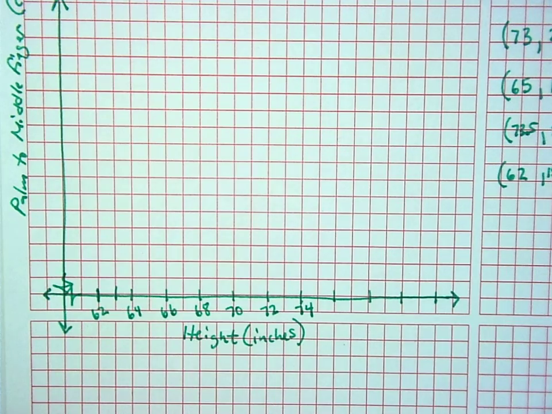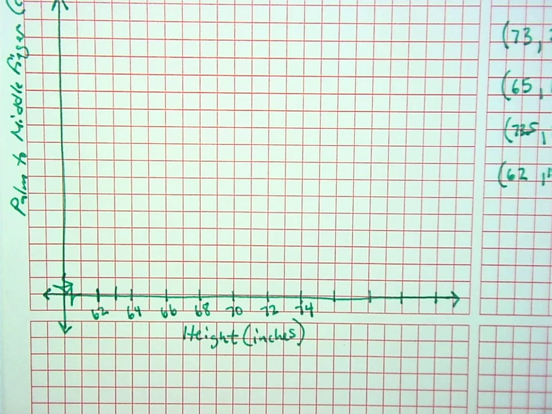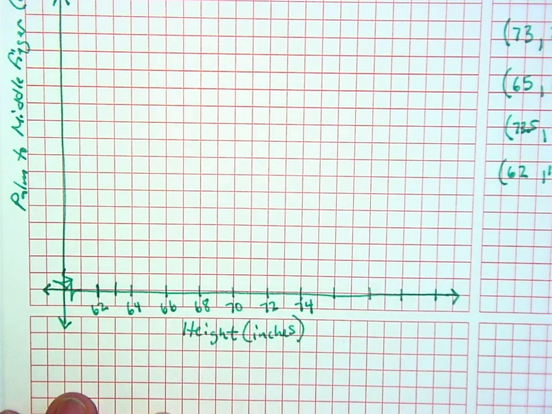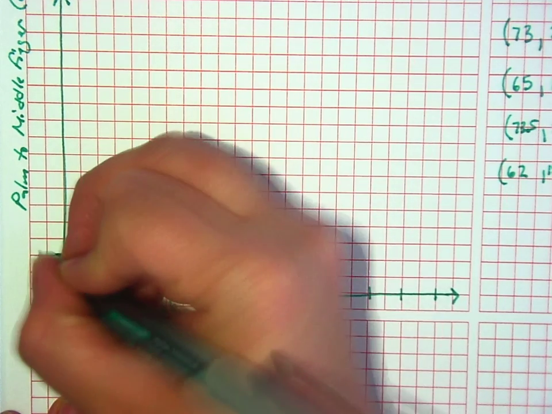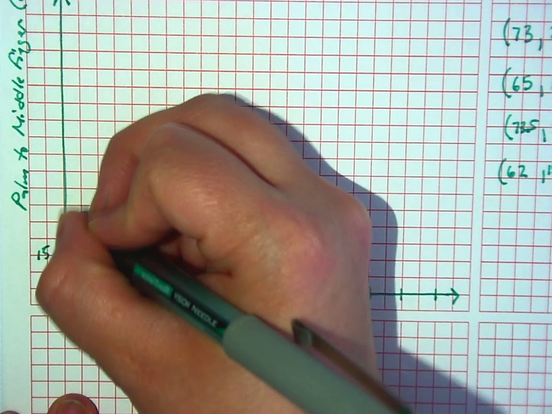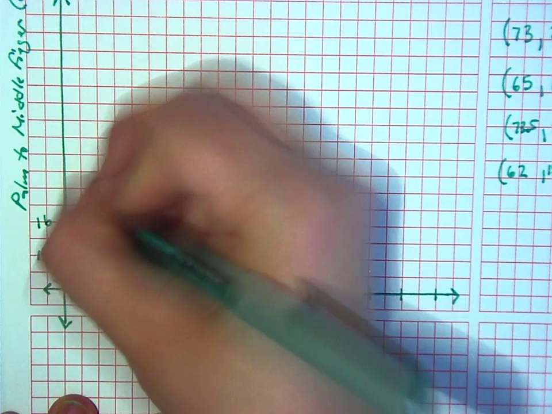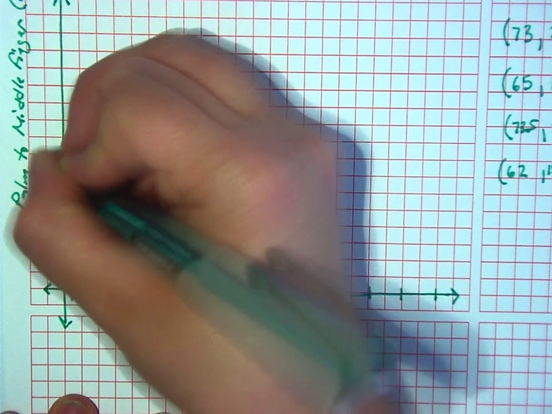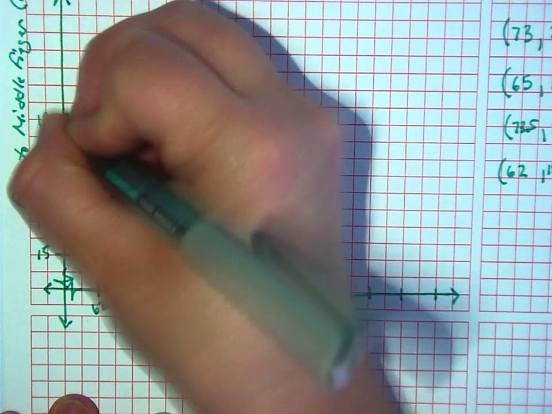And then, palm to middle finger, looks like our lowest is 15 and a half, and our highest is 20. So I'm just going to start at 15 here. You want to spread it out as much as you can. Here's 16, 17, 18, 19, and 20.